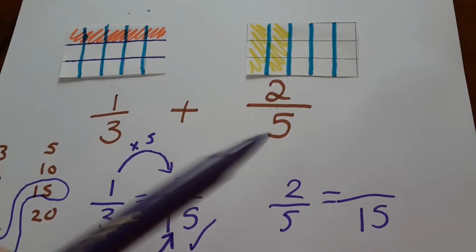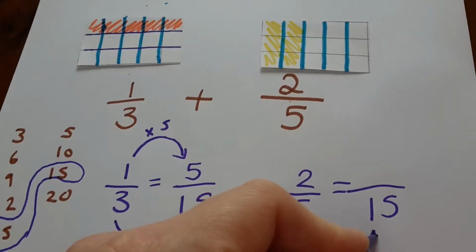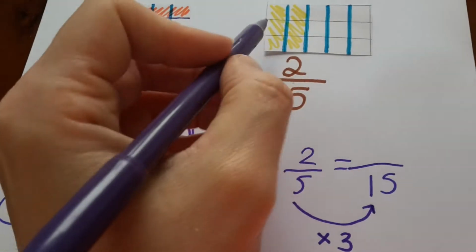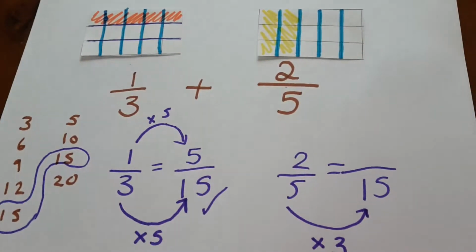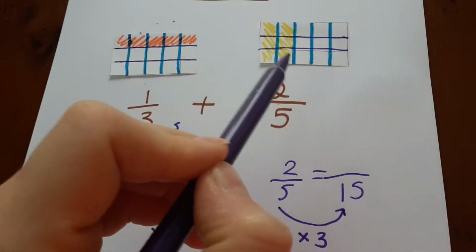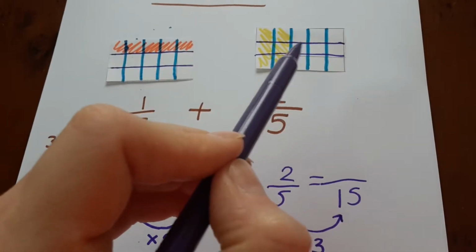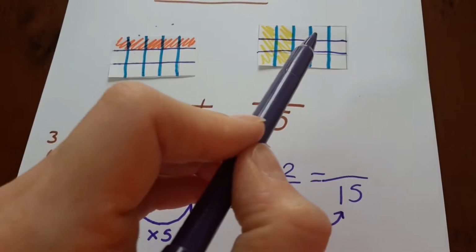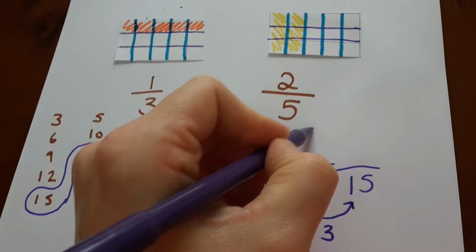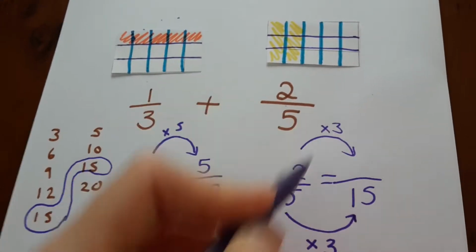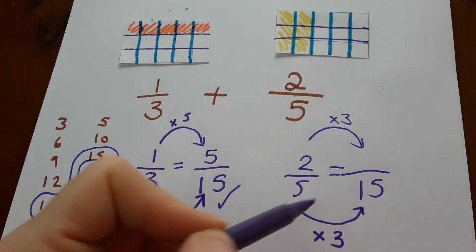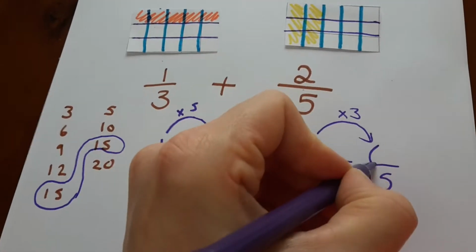To change it from fifths into 15ths, I have to do 3 times more cuts than I already have. So I'm going to cut along this way. So now I have 15 pieces. 1, 2, 3, 4, 5, 6, 7, 8, 9, 10, 11, 12, 13, 14, 15. So I've made 3 times more cuts this way. I need to multiply my denominator and my numerator by 3 so that my original fraction stays in the same proportion. So I end up with 6/15.